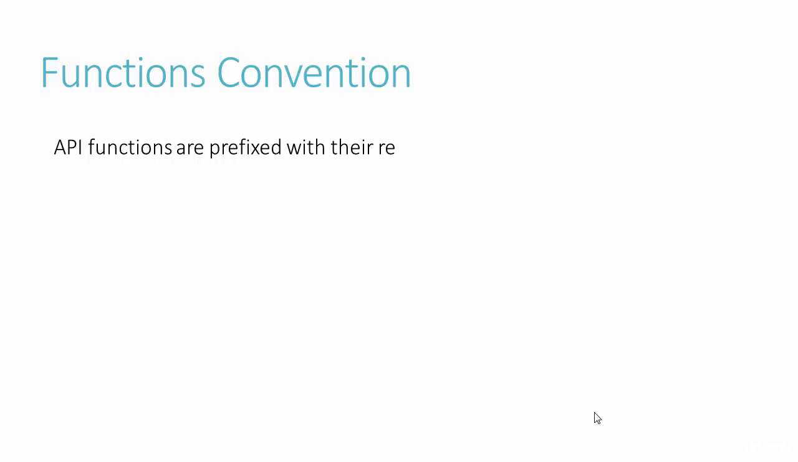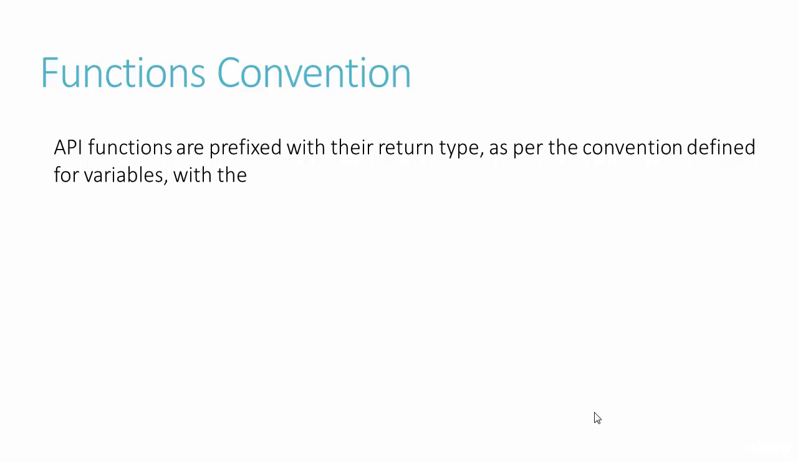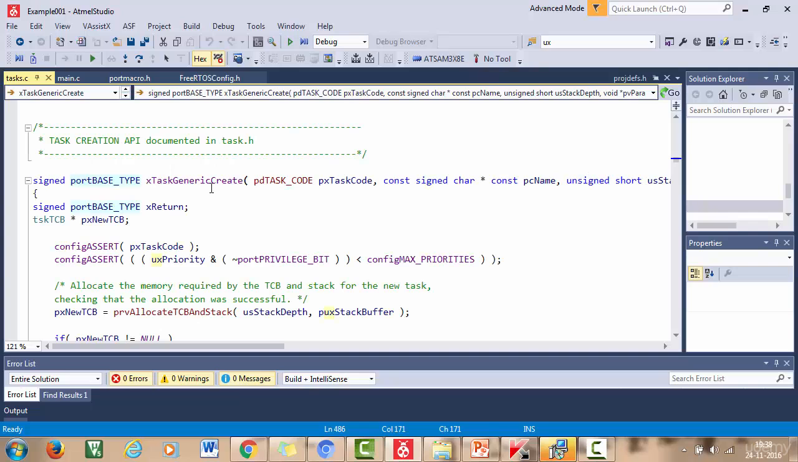API functions are prefixed with their return type as per the convention defined for variables, with the addition of the prefix v for void. Take a look at this function name. Here, xTaskGenericCreate is prefixed with the letter x. That means this function is going to return a value of a non-standard data type, that is this one.